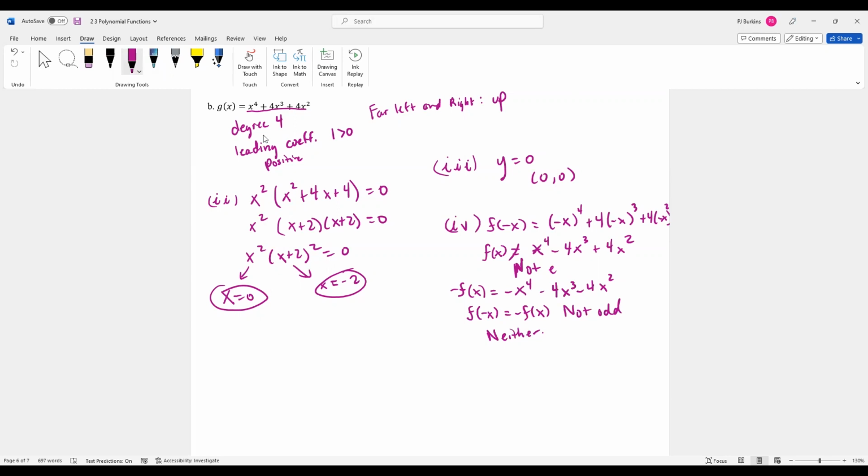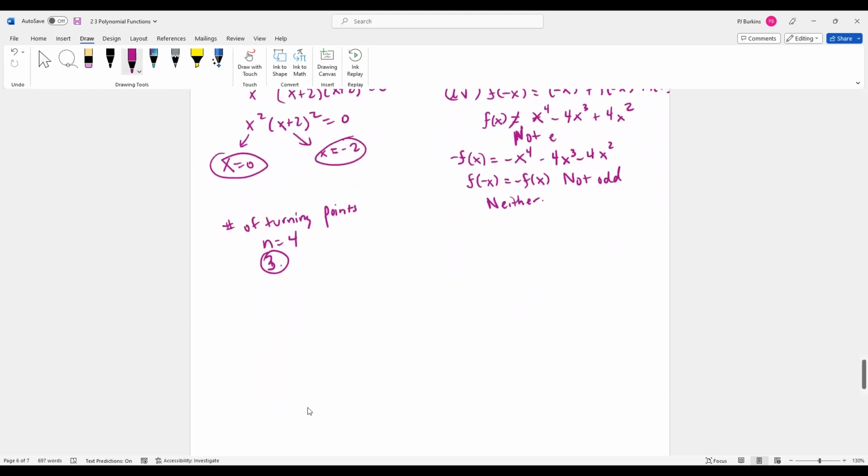The other thing we can do is look at the number of turning points, which in this case is n minus 1. n is 4, so the number of turning points is 3. All right. Again, you'll do more with that when you get to calculus. And then the last thing is we really just want to come up with some idea of the graph. So we know that it's to the 4th, so it's got this kind of W shape. It touches at 0, and it touches at negative 2.